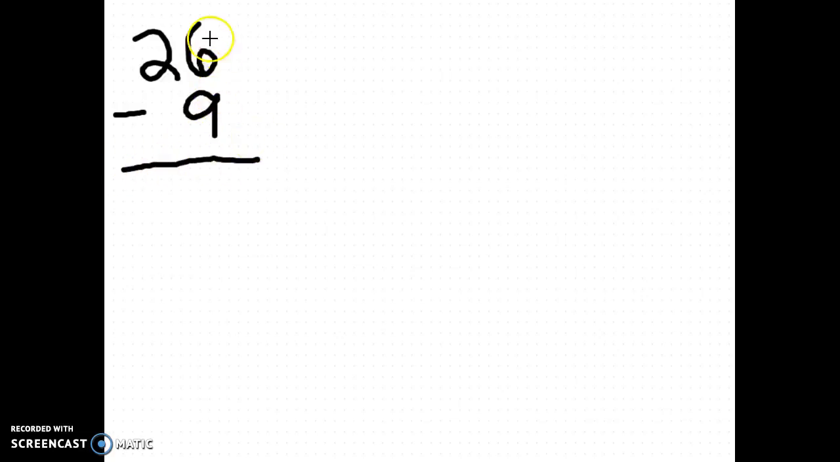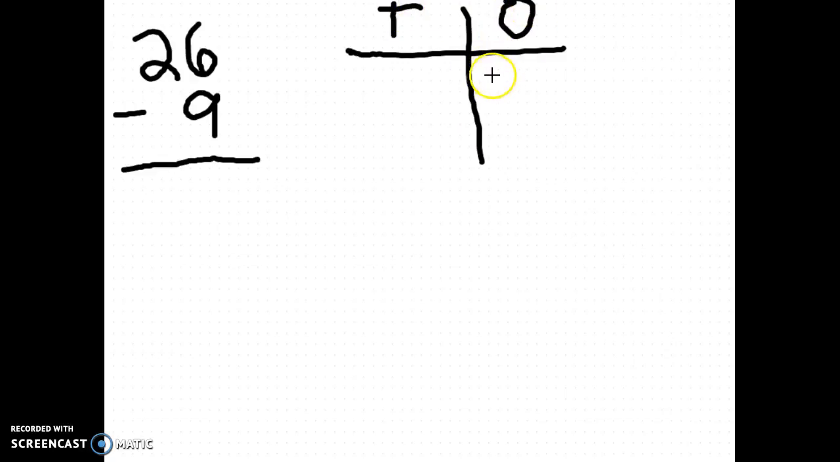So today, before we start regrouping with fractions, we're going to look at regrouping with whole numbers. An example of a problem where we would have to regroup would be 26 minus 9. If you look at our ones place, we have 6 and we need to take away 9. If we were to show this using a model, we would have our tens place and our ones place, and we would have 6 ones and 2 tens. And we need to take away 9. Well, if we only have 6, we can't take away 9.